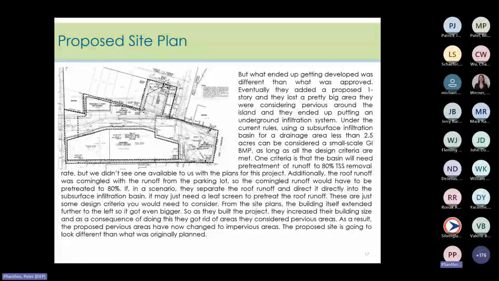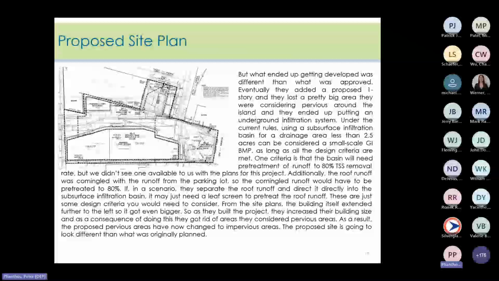One criteria is that the basin will need pre-treatment of runoff to 80% TSS removal rate, but we didn't see one available to us with the plans for this project. Additionally, the roof runoff was commingled with the runoff from the parking lot, so the commingled runoff would have to be pre-treated to 80%. If, for example, they separate the roof runoff and route it directly into the subsurface infiltration basin, it may just need a leaf screen to pre-treat the roof runoff. These are just some design criteria you would need to consider.